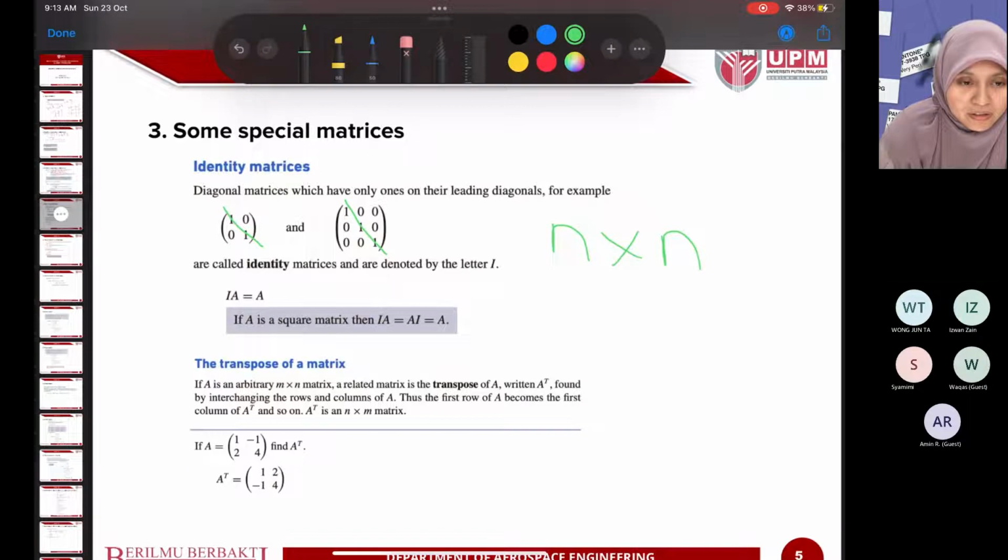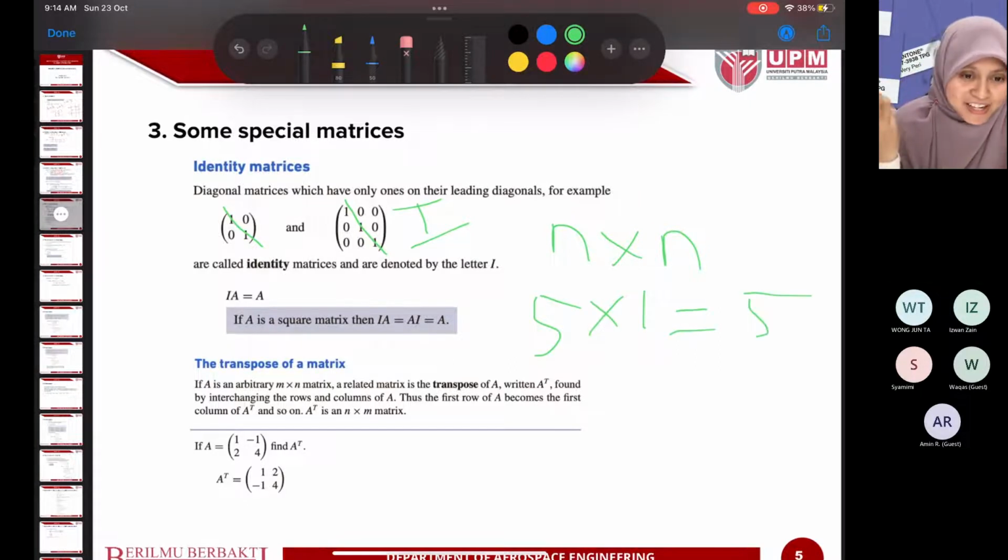So the identity matrix multiplied with matrix A will still be equal to A. If A is a square matrix, then IA is equal to AI, which is equal to A. It's something like 5 times 1 equals 5. It's as if the 1 doesn't exist. So 1 is what we call the identity for multiplication, the simple multiplication like this.